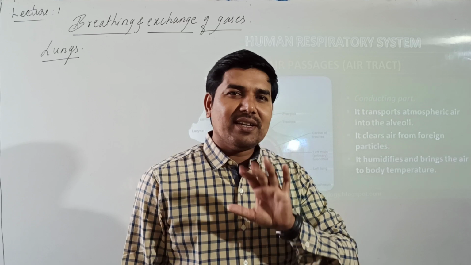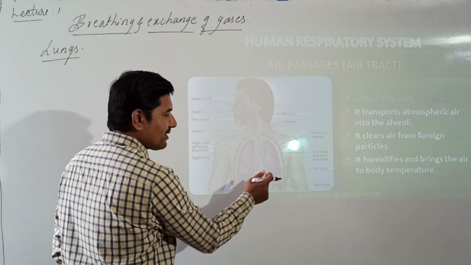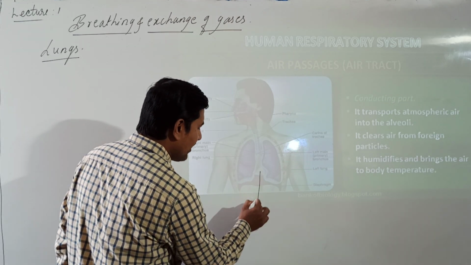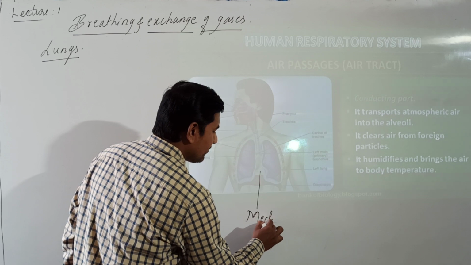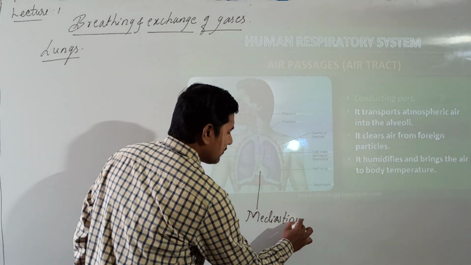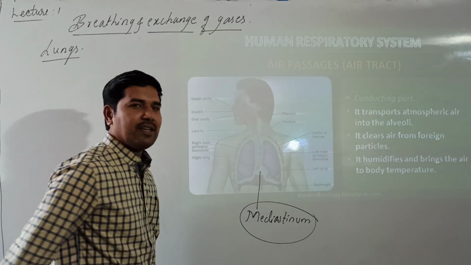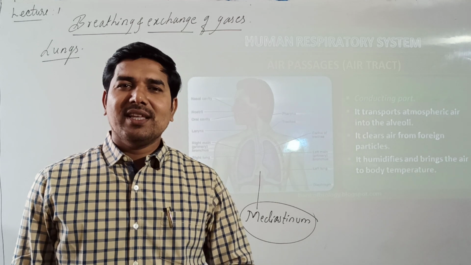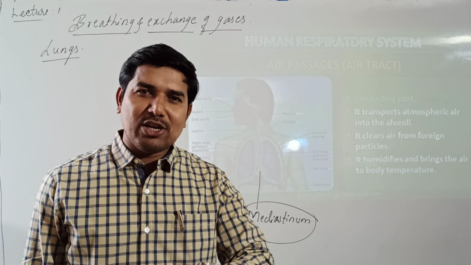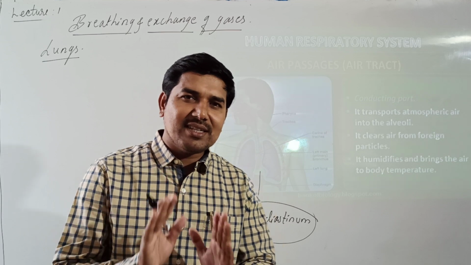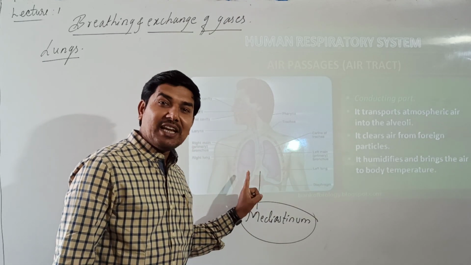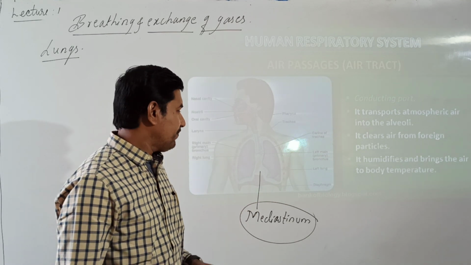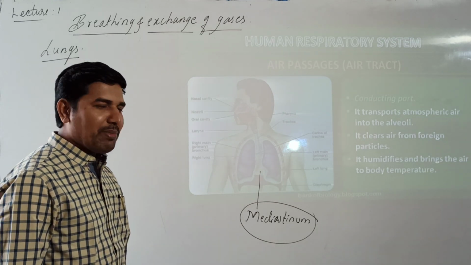And the space present in between the lungs in which the heart is situated, this region we call the mediastinum. Remember the region. Name the region of the lungs in which the heart is situated. That region is said to be the mediastinum. Mediastinum is a region present in between the lungs where the heart is located. Okay, so this is regarding the mediastinum.